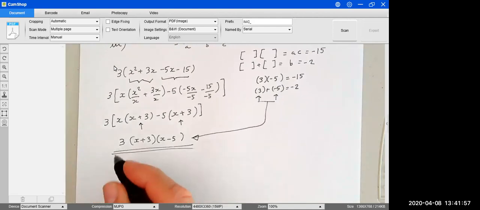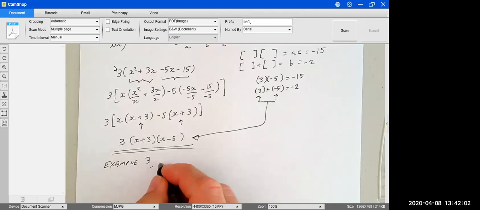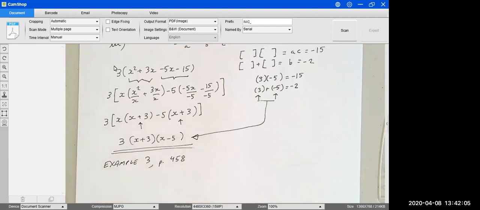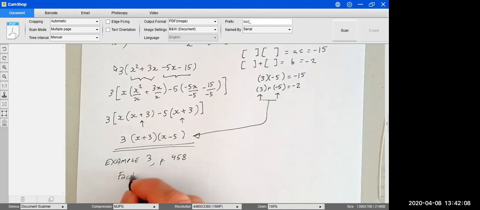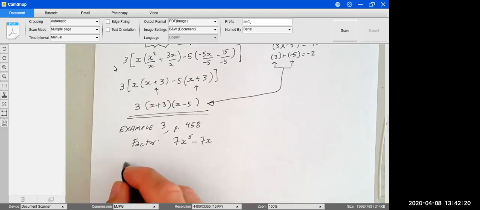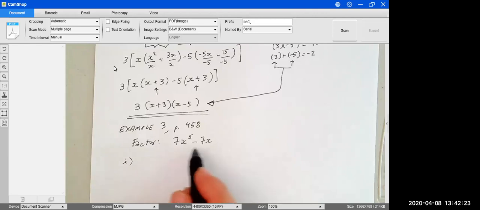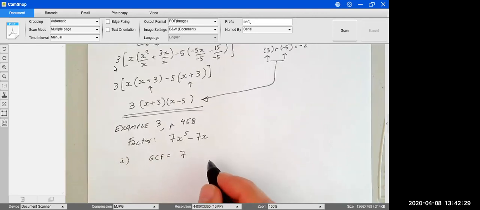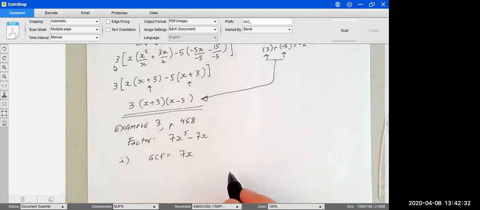So let's work another example. So we have example 3 on page 458. So in this example, we're going to factor 7x to the 5th power minus 7x. So first step, we look for a greatest common factor. So it's easy to see here that the greatest common factor is going to be 7 for the coefficients and x for the variables, because x appears in both terms, and then you choose the one with the lowest exponent.